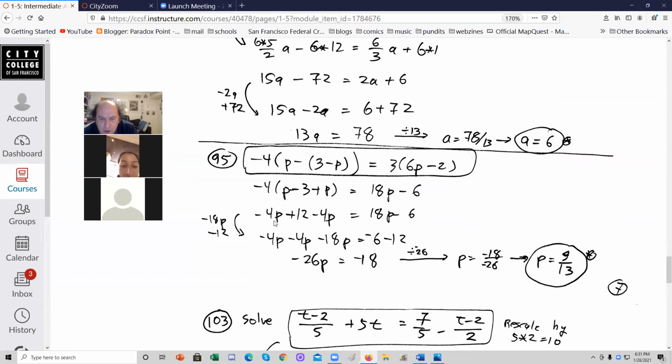All right, here we go. We got, I believe we got this far. Right, and so we subtract 18p from both sides. We subtract 12 from both sides. So we get minus 4p minus 4p minus 18p on the left equals minus 6 minus 12 on the right. After simplifying, minus 26p equals negative 18. All right, so we divide both sides by negative 26 to get p equals negative 18 over negative 26. The negatives cancel, a factor of 2 cancels, so p equals 9/13 is the answer to this problem.